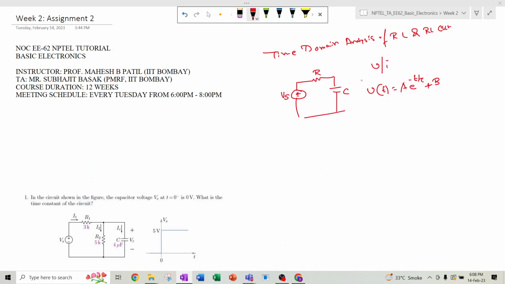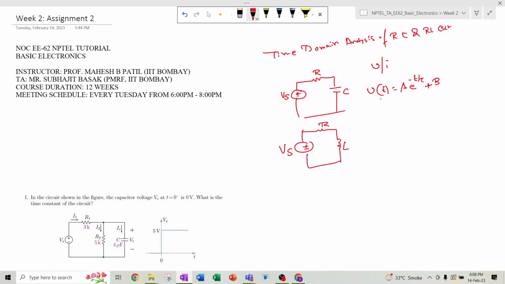So I have just started the time domain analysis of the RL and RC circuits. If there is any circuit, suppose an RC or RL circuit, this is the Vs source, and then there is a resistance R, and then there is an inductance L.